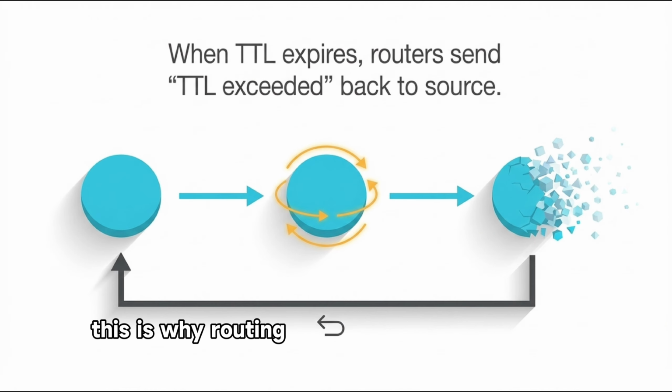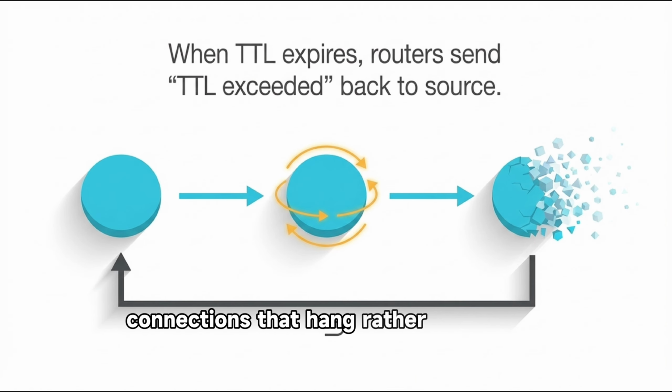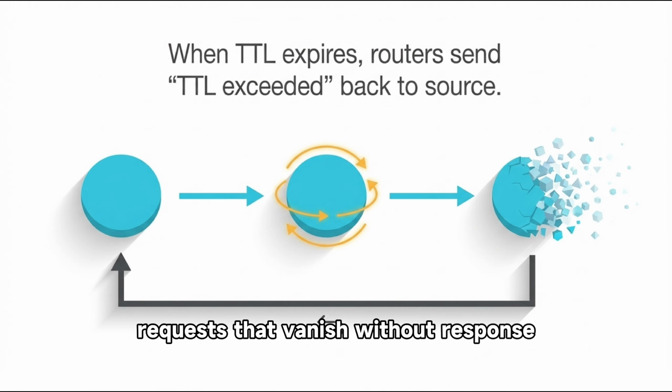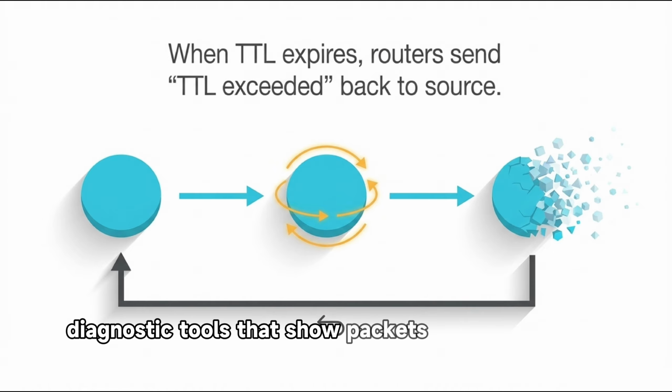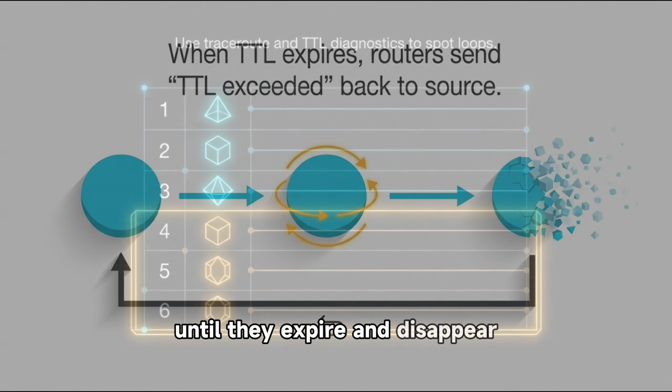This is why routing loops produce the symptom they produce. Connections that hang rather than error immediately, requests that vanish without response, diagnostic tools that show packets being forwarded but never arriving. The packets are traveling. They're just traveling in circles, losing 1 TTL unit per hop until they expire and disappear.